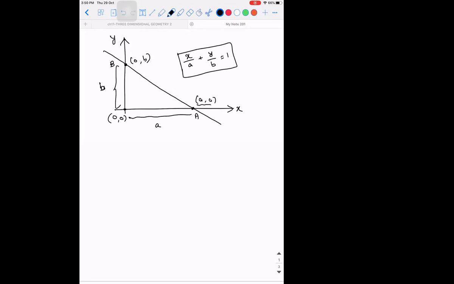So a is the x-intercept, b is called the y-intercept. If you know the intercepts, then you write the equation of the line as x by a plus y by b is equal to 1. This is in 2 dimension. Now what happens in 3 dimension?